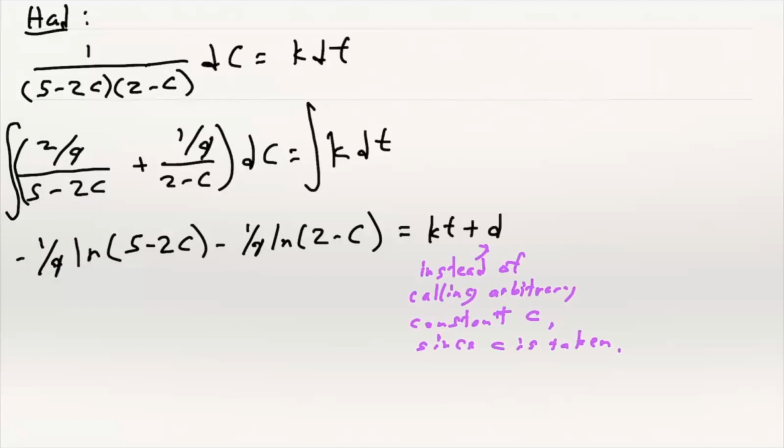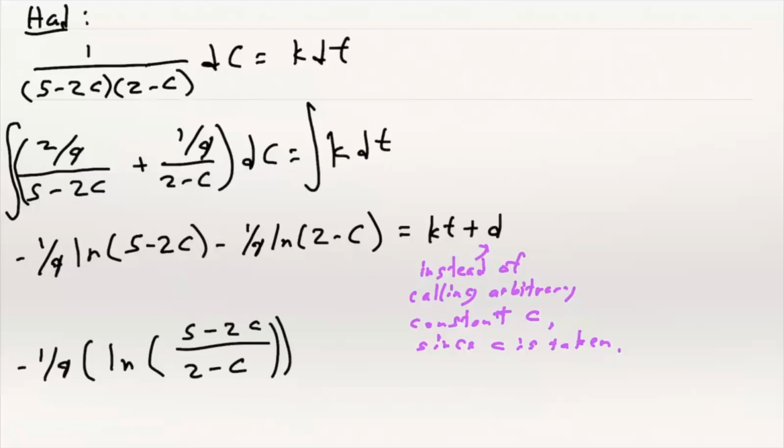So that's our arbitrary constant name since C is taken. We can solve this in a very similar way to how we solved the problem that resulted in a logistic curve, except this is a bit more complicated in the final solution, and it won't quite turn out to be logistic. So factoring out the minus 1/9 and using log rules, that's ln((5 minus 2c) over (2 minus c)) equals kt plus d.